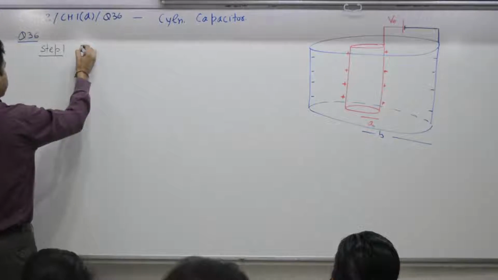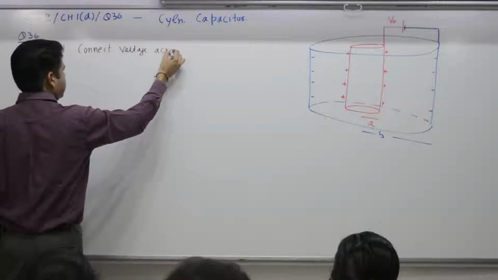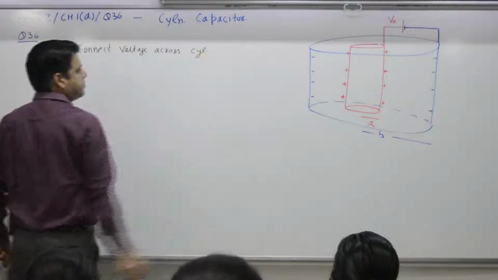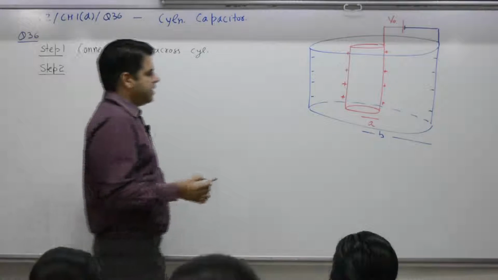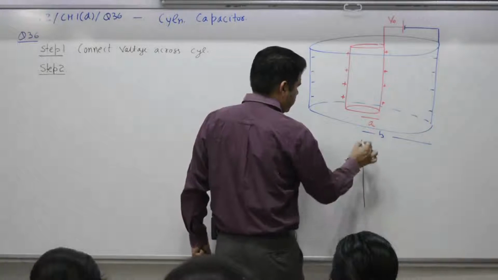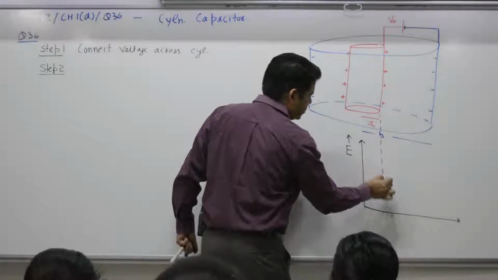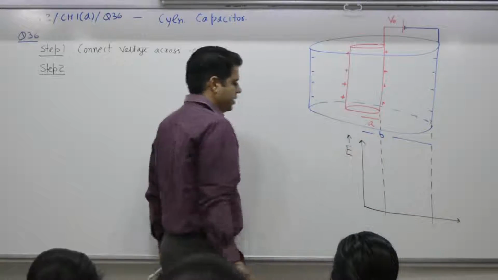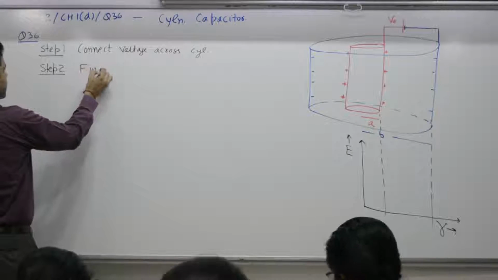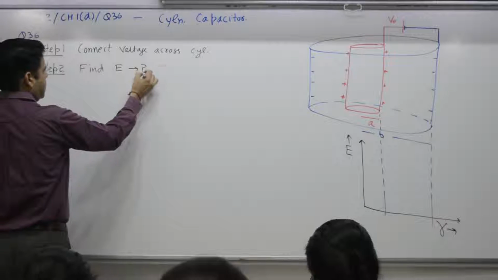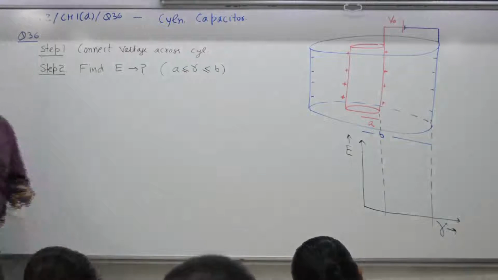Step 1. Connect voltage, that is battery, across cylinders. Step 2. Find out what? Electric field E between the two. How E varies between these 2 points, A and B. E you have to find out as a function of r. So find E when r varies between A and B. 2 minutes with you, one full page.